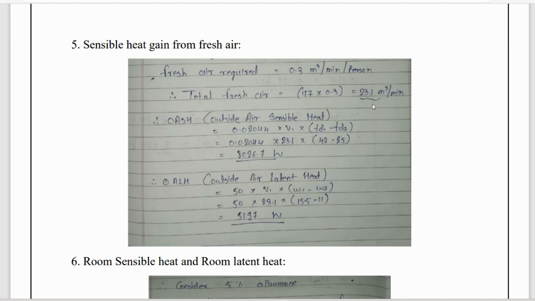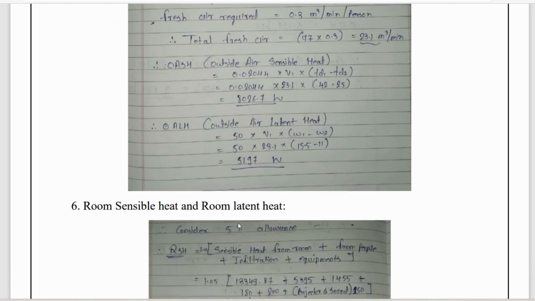Now, OASH. What is OASH? It is outside air sensible heat. So we have to calculate outside air sensible heat and outside air latent heat separately. So we will get sensible heat as 8026.7 watt and latent heat as 5197 watt.